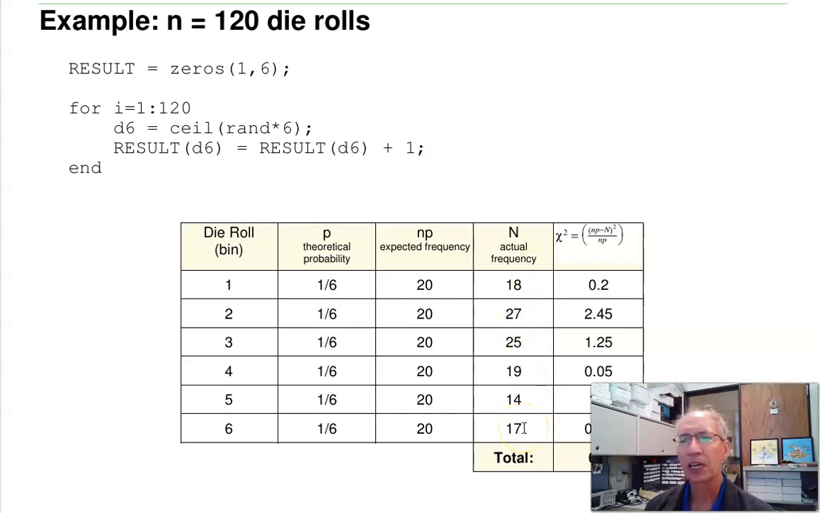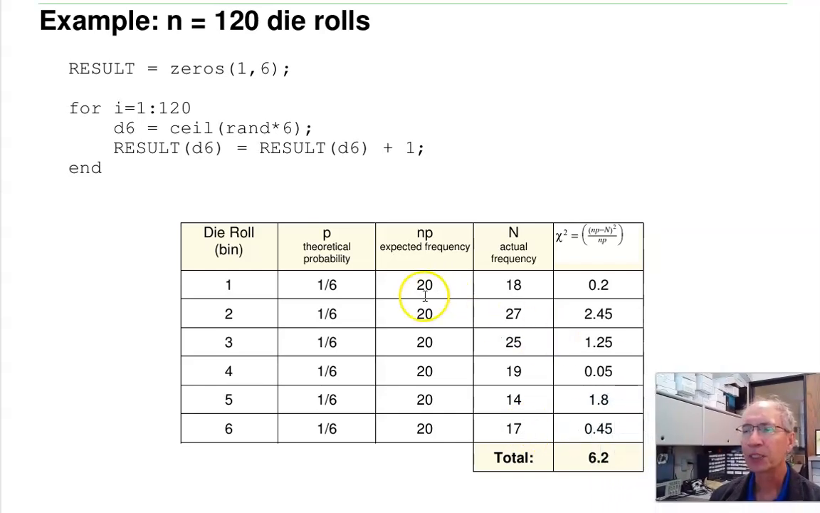Once I get those results, I calculate the chi-squared score. The expected frequency, if this is a fair die, is that the probability of each number is 1 in 6. I roll the dice 120 times, so n times p, where n is 120 and p is 1/6, is 20. Take the difference squared divided by np. So this is 2 squared divided by 20, 7 squared divided by 20, 5 squared divided by 20, and so on. That's the chi-squared score. Add them all up, and I get a number. There's your chi-squared value. Now use the chi-squared table to convert that to a probability.